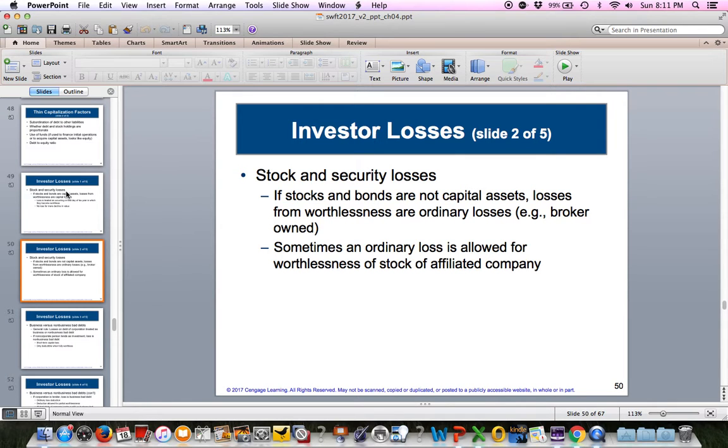If stocks and bonds are not capital assets, losses from worthlessness are ordinary losses, broker owned. Sometimes an ordinary loss is allowed for worthlessness of stock of an affiliated company.